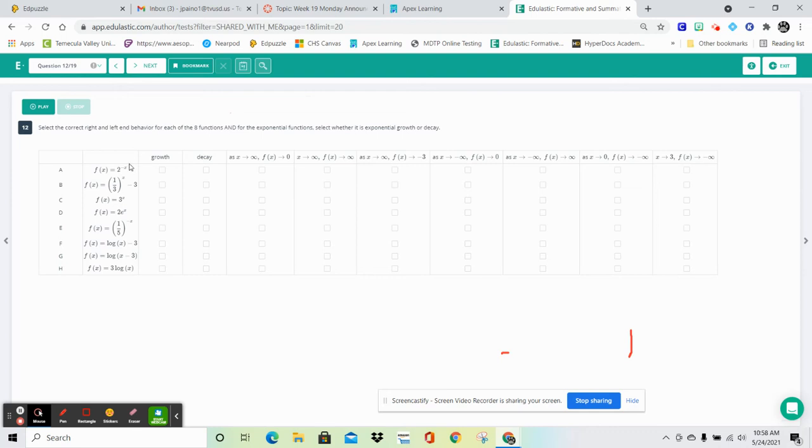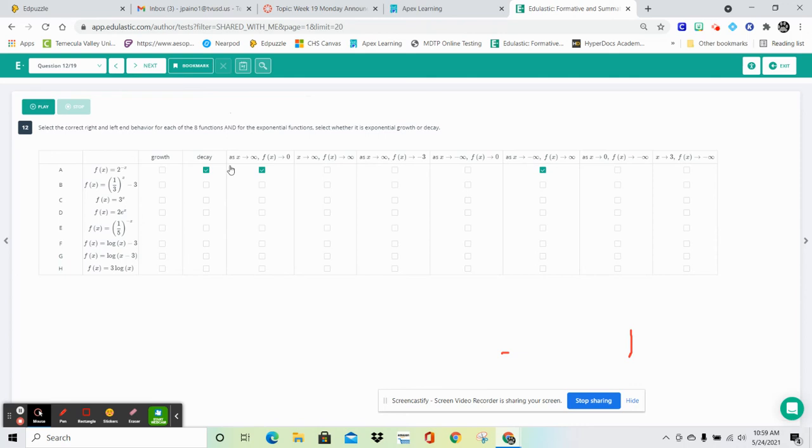So like 2 to the negative x is the same thing as 1/2 to the x, and so here we have decay. And so then my right end behavior will just be going towards 0, and my left end behavior goes up to infinity.